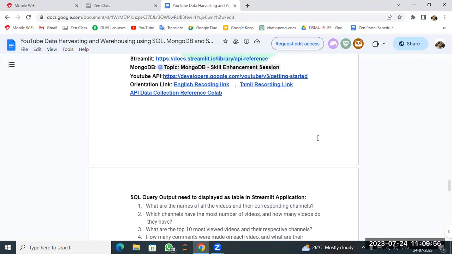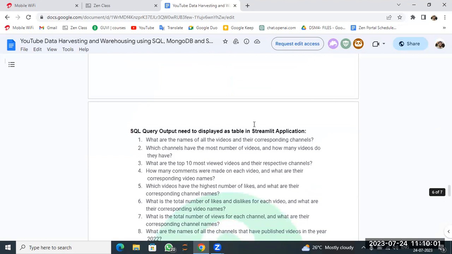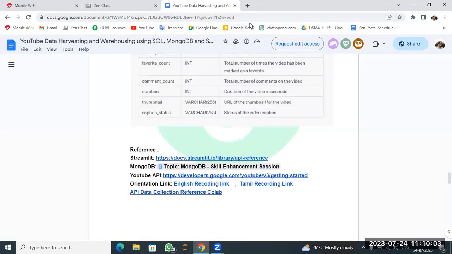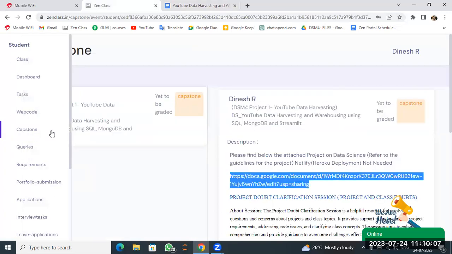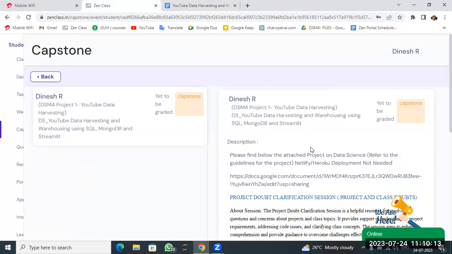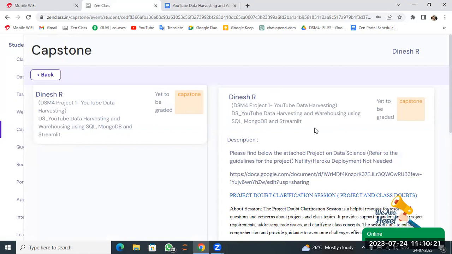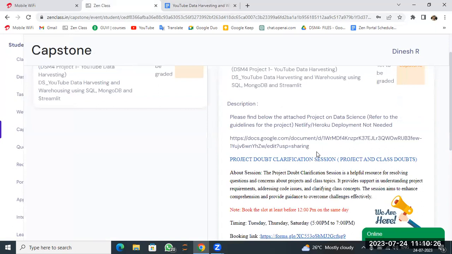Can you paste this link in the chat? Okay, just a minute. You got this one through mail, right? This is the capstone. I got the same project, that's why I'm asking. Yeah, this capstone. If you go here, then we can see this whole thing. In capstone, there is project doubt clarification. And we have a deadline on the 5th of next month, I think.